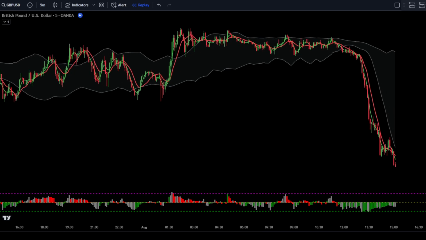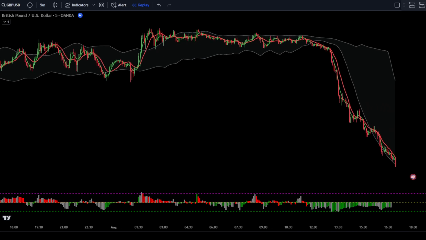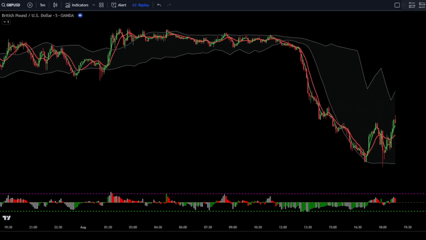The trading strategy we will discuss today uses the support-resistance method to place entries in the market.